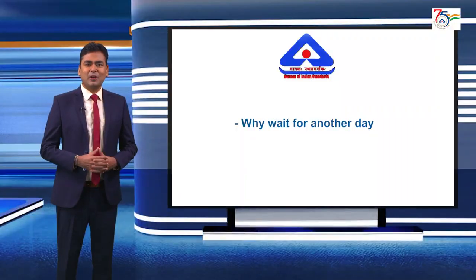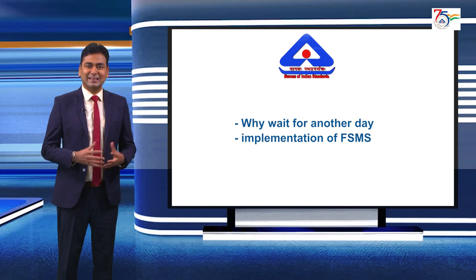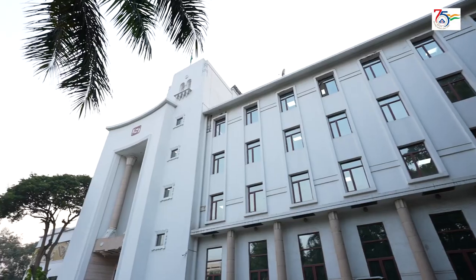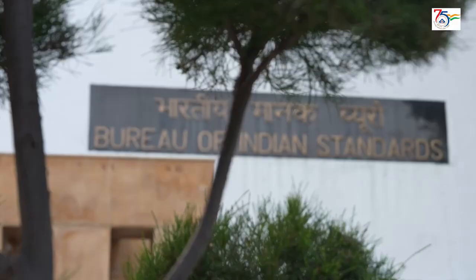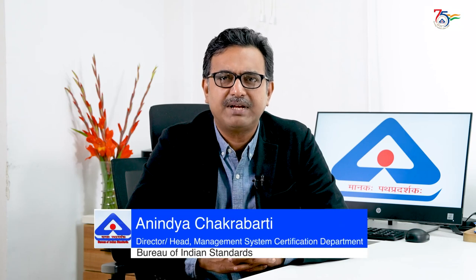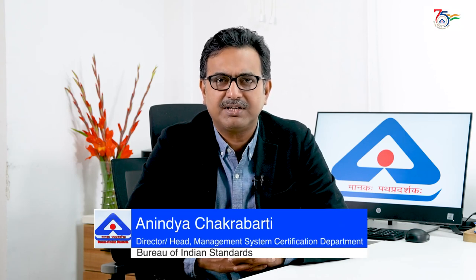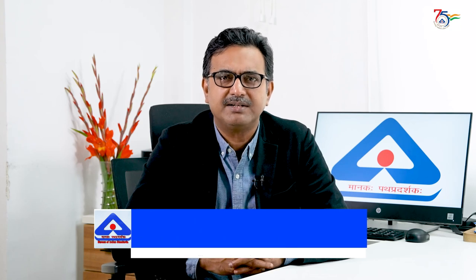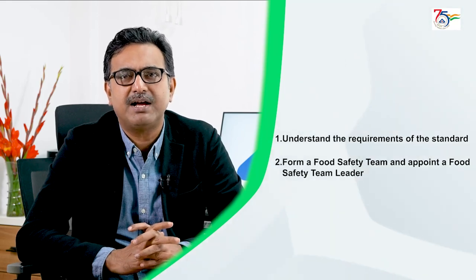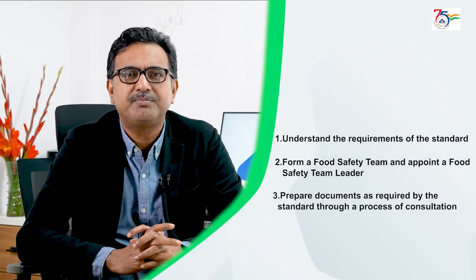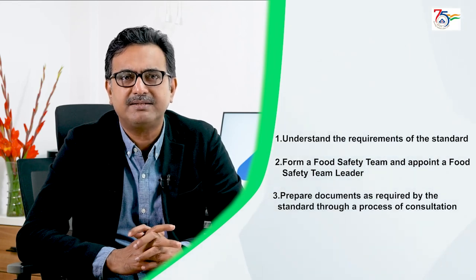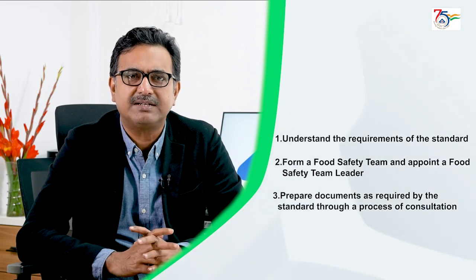So why wait for another day to kickstart the process of implementation of FSMS, that too when BIS is there to extend the necessary help to you? An organization desirous of obtaining management system certification as per the Food Safety Management System standard has to do the following. First, they have to understand the requirements of the standard, then form a food safety team and appoint a food safety team leader, and prepare documents as required by this standard through a process of consultation.